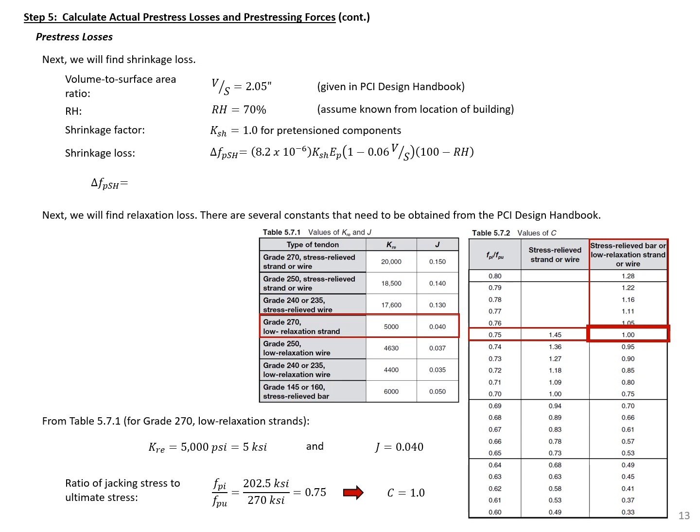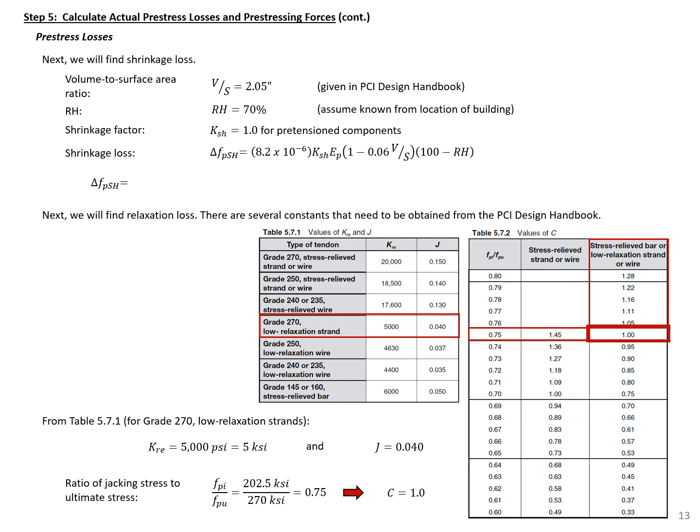Next, we can find our shrinkage loss. To find our shrinkage loss, we'll need our volume to surface area ratio. This is a value that's given in the PCI Design Handbook, and for our section, we have that equal to 2.05 inches. Our relative humidity is based on the location of the building and whether it's an interior or exterior exposure. So here we have a relative humidity equal to 70%. Our shrinkage factor is 1.0 for pretensioned components. And then we can plug all these values into our shrinkage loss equation.